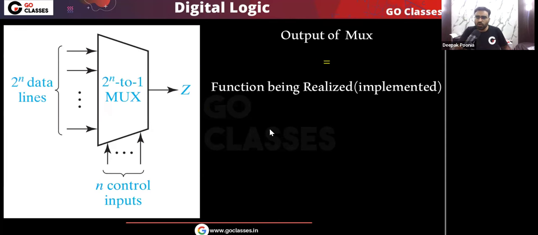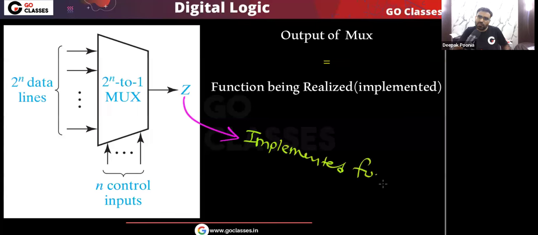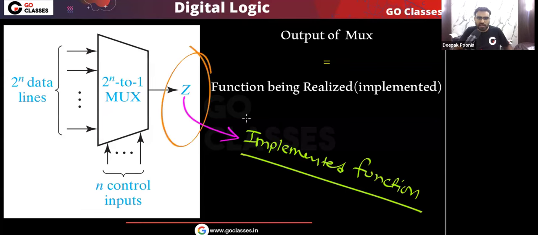multiplexer. Or I can say that the output of the multiplexer will be basically the function that is implemented by this multiplexer. Very simple. Remember, for any multiplexer there is only one output, and this output of the multiplexer is the implemented function, the realized function. If you want to realize any function using multiplexer, then the output of the multiplexer should be the same as that function that you want to realize.